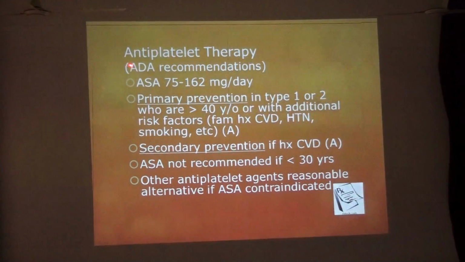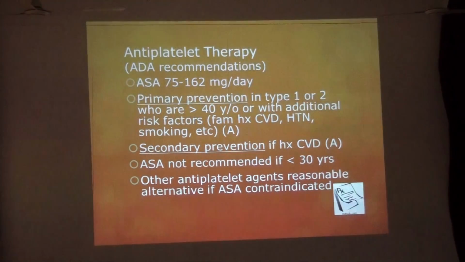Antiplatelet recommendation is around what we are calling 75 to 150 milligram per day. There are 2 types of prevention generally for any disease: primary prevention and secondary prevention. Primary prevention is in type 1 or 2 diabetes patients who are more than 40 years or have an additional risk factor for CVD, like hypertension or smoking. Secondary prevention is if the CVD is already there, like post PTCA, post bypass, post MI.